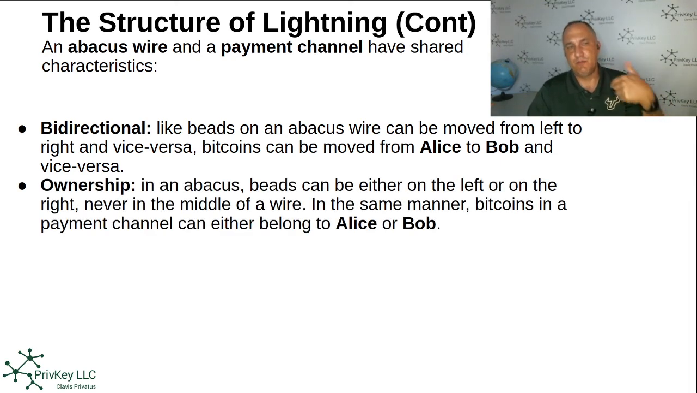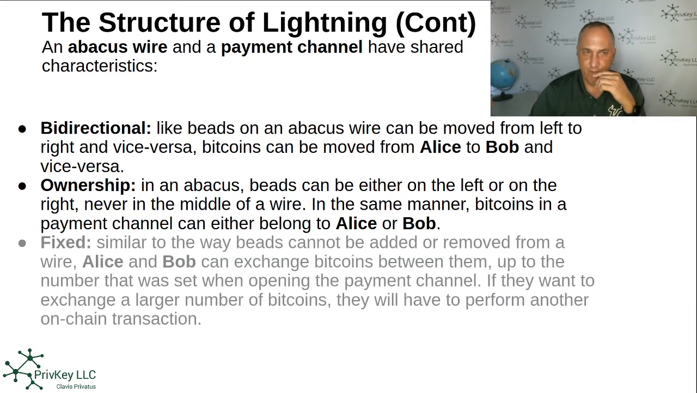Another characteristic is the ownership in the abacus. Beads can be either on the left or the right of the wire, but they cannot be in the middle of the wire, basically. So the same thing goes here. You cannot have a bead that doesn't have an owner. A Satoshi doesn't have an owner. Either Alice owns a Satoshi or Bob owns a Satoshi at every given point.